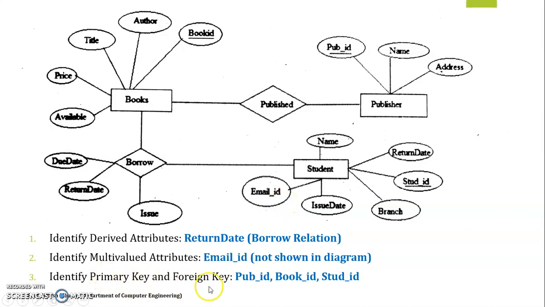Then identify the primary and foreign keys. Here the IDs, that is book ID, similarly for publisher we have publisher ID, and for the student we have student ID. These can be referred to as primary keys, and the foreign keys, like for publisher, book ID will be a foreign key, for book, student ID and publisher ID will be foreign keys, and for the student, book ID will be a foreign key. These only depend on where it has been used. It can be used as a primary key and a foreign key.